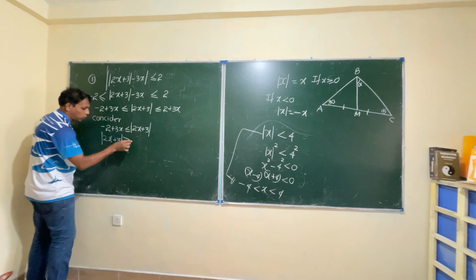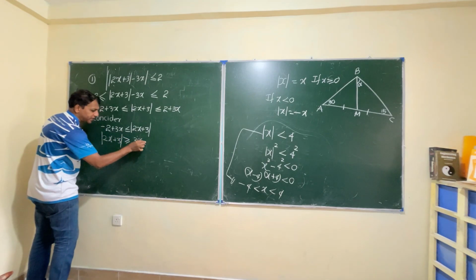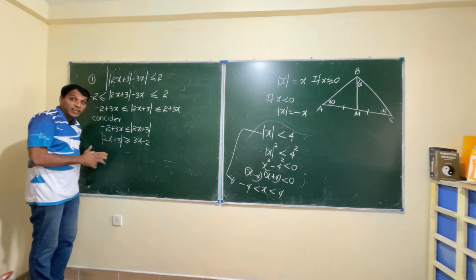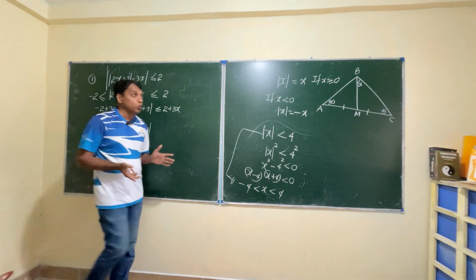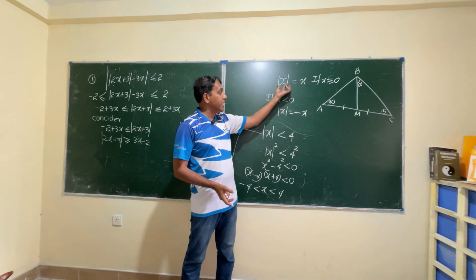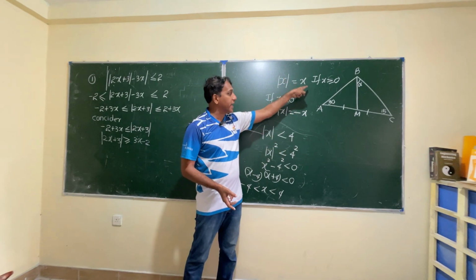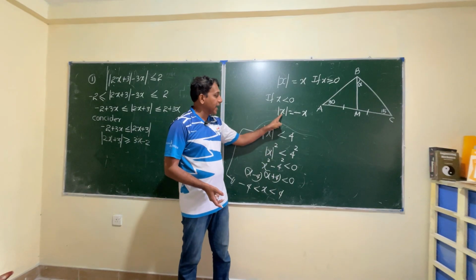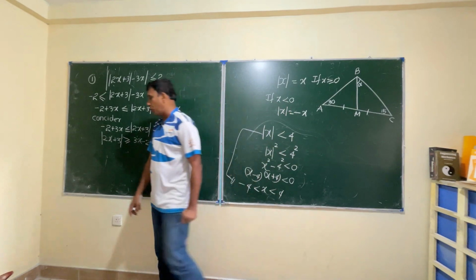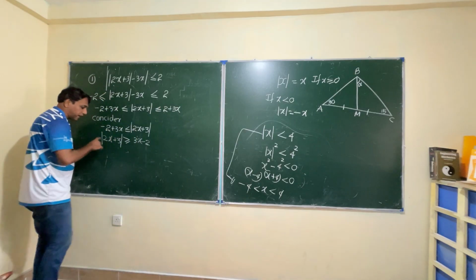Bigger, greater or equal 3x minus 2, both same, right? Now I use the modulus definition to find the solution. What is the modulus definition? If the inside is positive, you write it as it is. If the inside is negative, you put an extra minus. So therefore we come to this one.